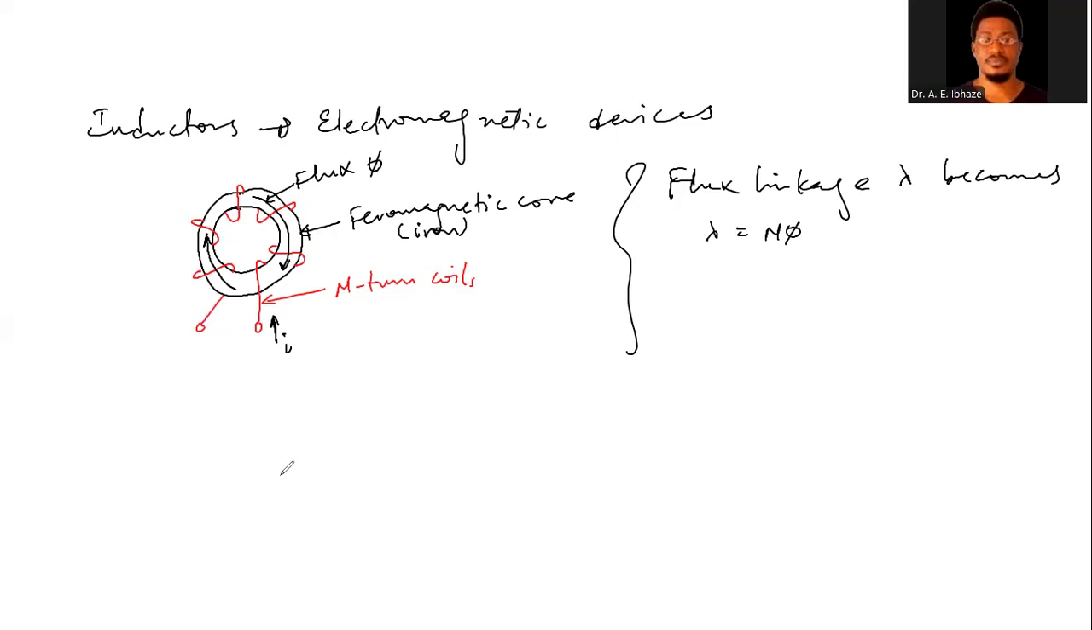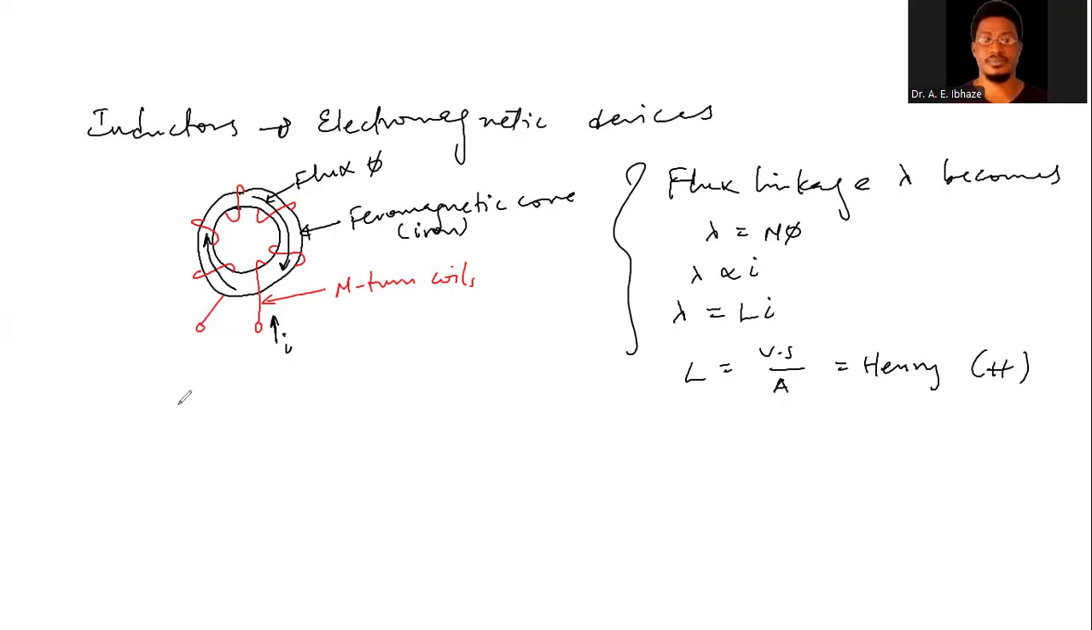But we also know that the flux linkage is proportional to current. That is, lambda is proportional to current. So the flux linkage will now be L times i, where L is the constant of proportionality. In this case, L is the inductance, which is usually measured in volt-seconds per amp, which is equal to henry, H.